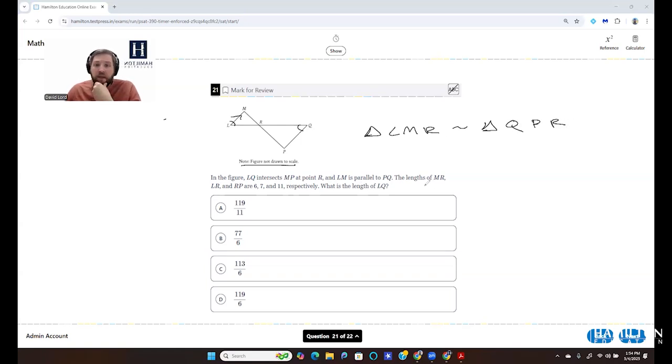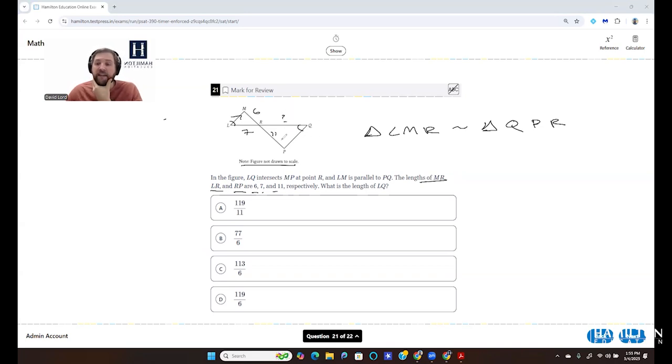All right. The lengths MR, LR, and RP are 6, 7, 11. So those are not labeled, so I'm going to write them on there. So we have 6 here, and then LR is 7, and RP is 11. What is the length of LQ? So we kind of need to figure out this side here.